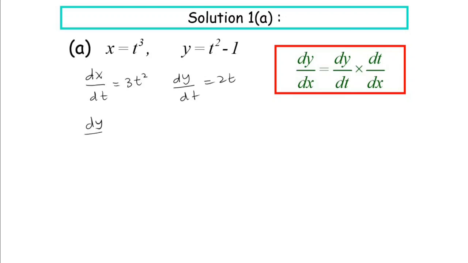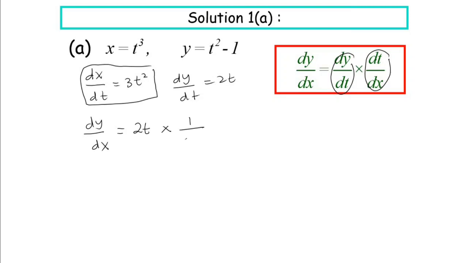To find dy/dx, remember, the formula is dy/dt multiplied with dt/dx. Our dy/dt is 2t, and we have to multiply with dt/dx. But what we have here is dx/dt, so we are going to reciprocate the function. So we have 1 over 3t squared, that is our dt/dx. So the answer will be 2t divided by 3t squared, and we can cancel the common factor. So the final answer will be 2 over 3t.